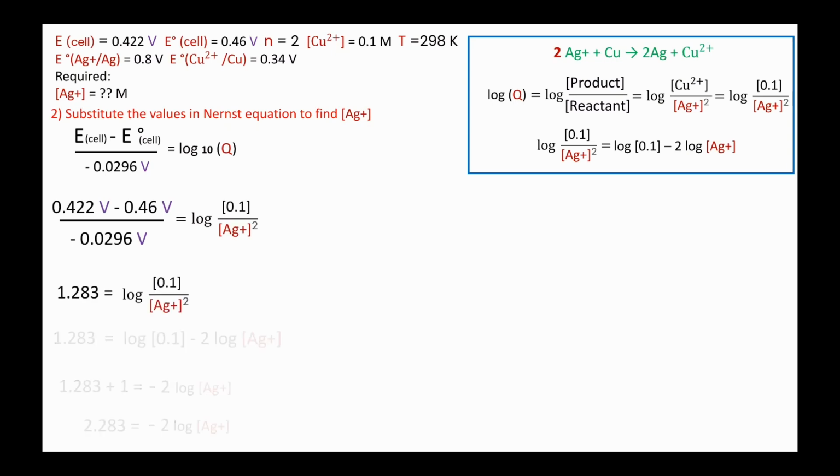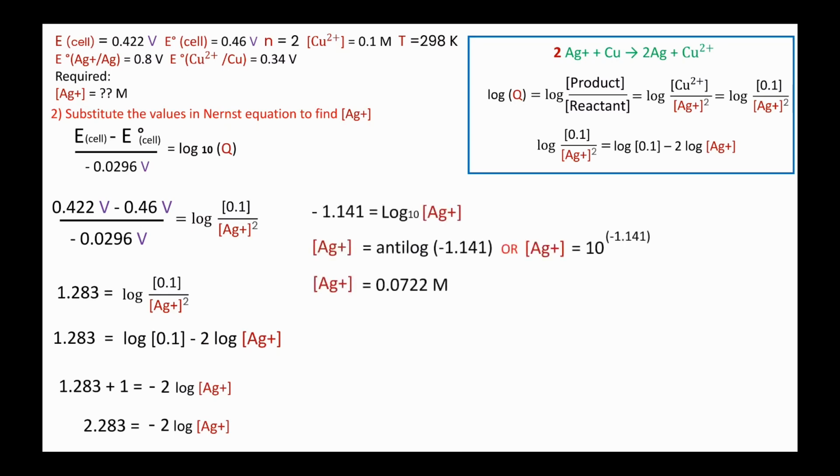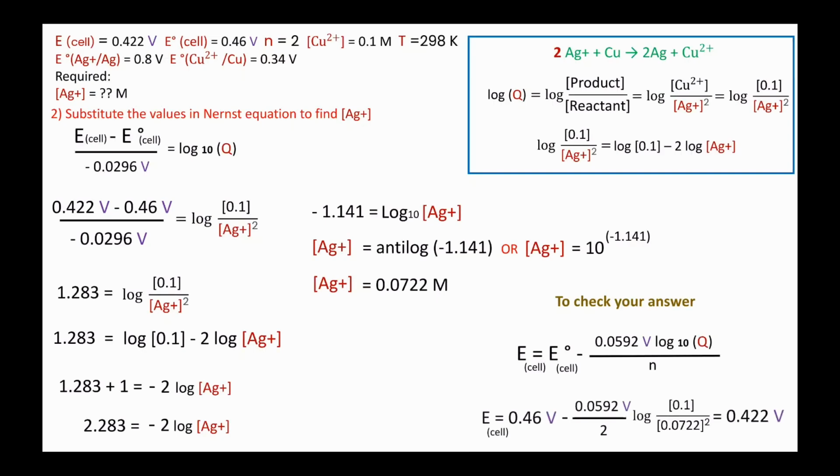We substitute in the values, and we do the simple calculation here, and at the end we multiply by -2 for both sides. So we get -1.14 for log Ag plus. So Ag plus will be the antilog, or 10 to the power -1.141. So the concentration of silver will be 0.0722 molarity. To check your answer, we can use the Nernst equation at standard temperature, and we will see that the E cell will be 0.422 volt, the same as given in the question.